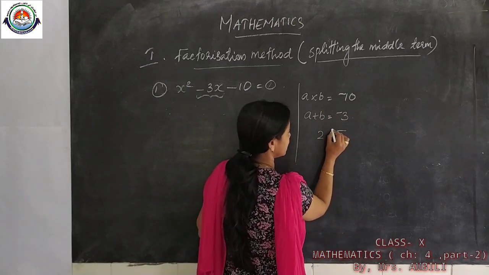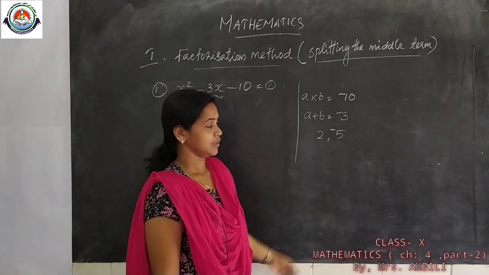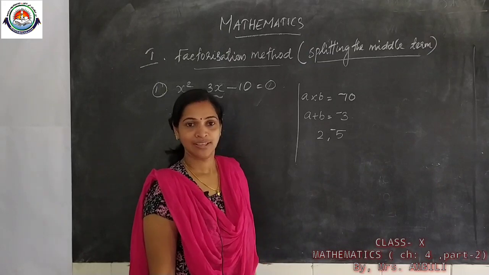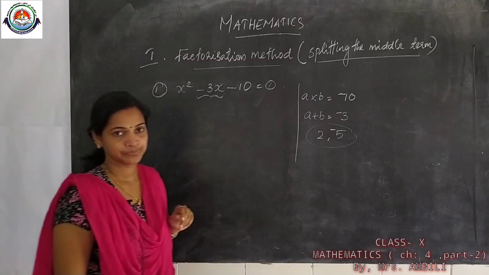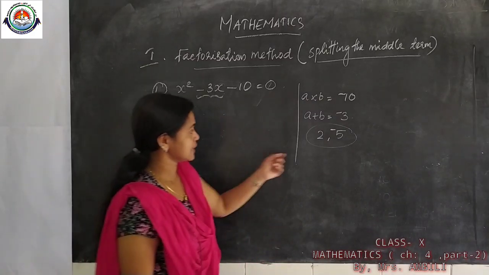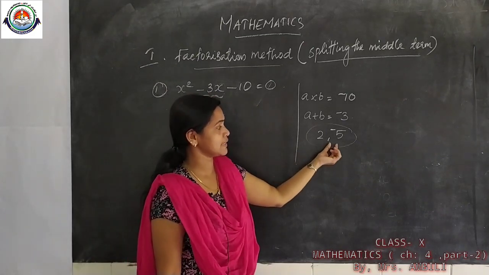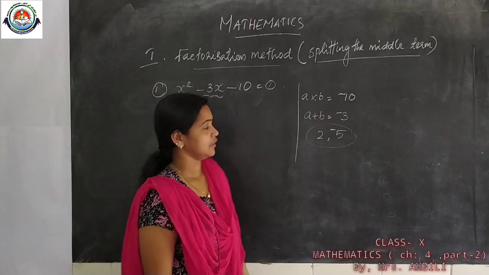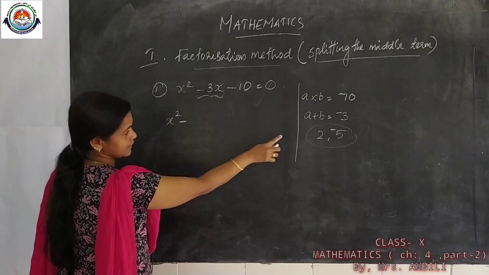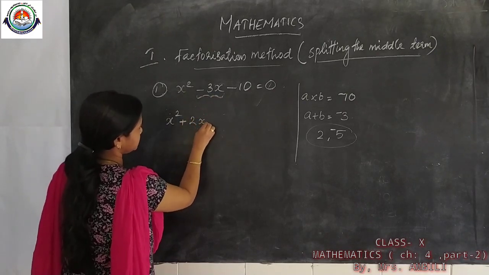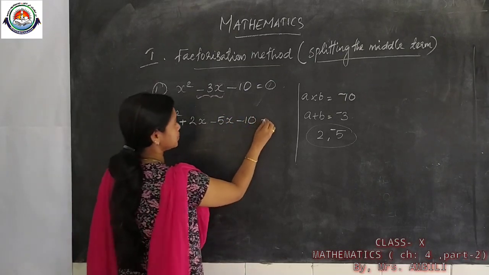So, when you are giving minus here, negative, what you will get? 2 into minus 5 is minus 10. 2 plus minus 5 is minus 3. Okay. So, we got the two numbers a and b as 2 and minus 5. Clear? The next step, we can substitute here, that is we can split minus 3x as 2x plus minus 5x. Clear? Let us check. So, we can write x square, instead of this minus 3x I am writing plus 2x minus 5x minus 10 equal to 0.